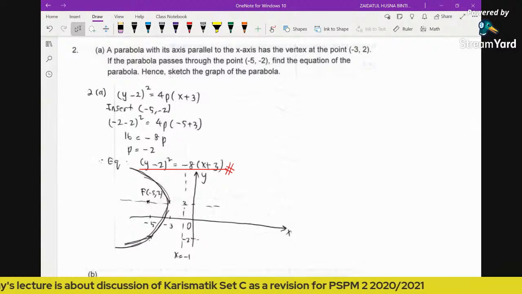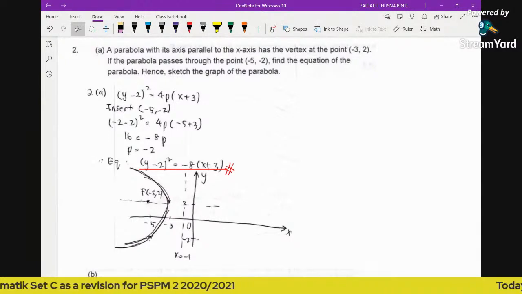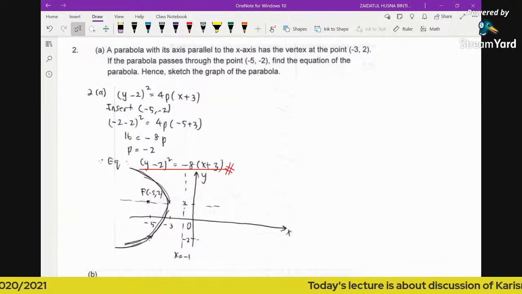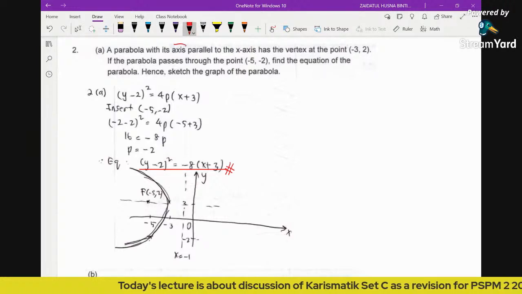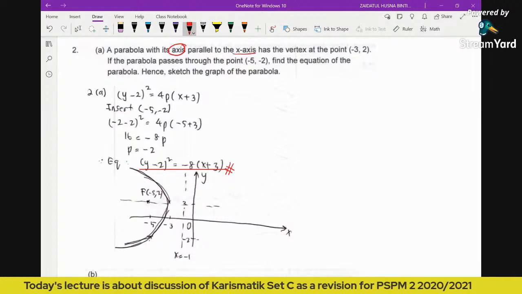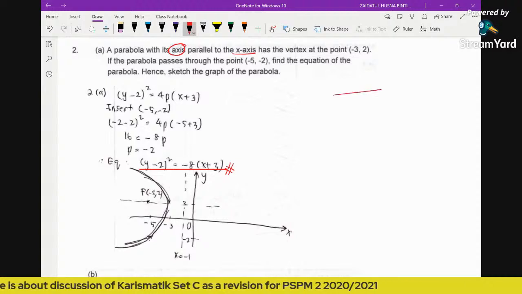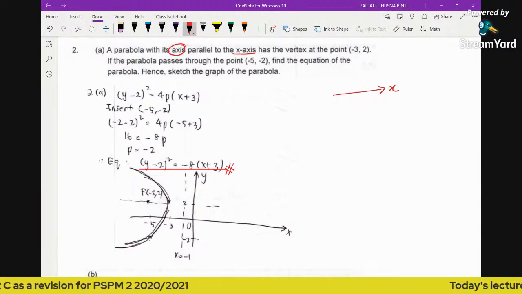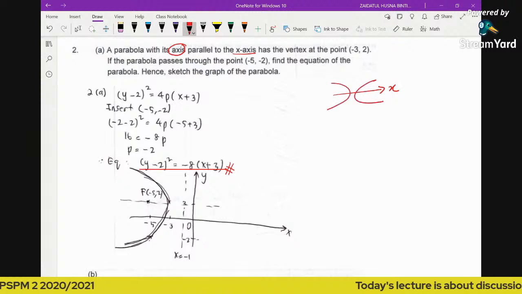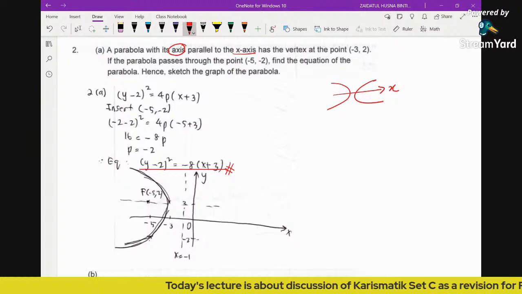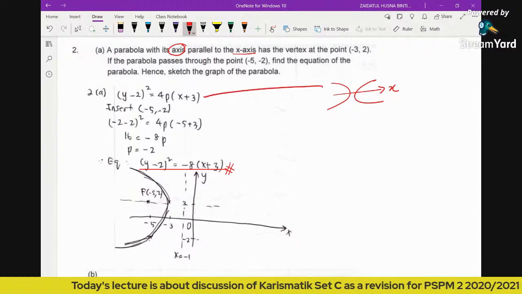A parabola with its axis parallel to the x. Okay, so this is topic 4. Now we know there are 4 types of parabola with 2 equations. You just need to read the question carefully. If we are given that the axis is parallel to the x, so we know x-axis is horizontal, right? So the only possibility is that the parabola opens left or opens right. So once you know that, the only equation that we have is this one.